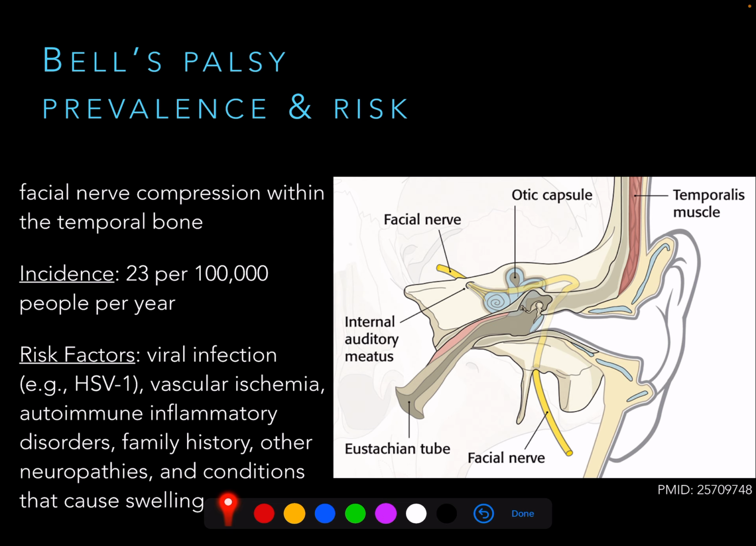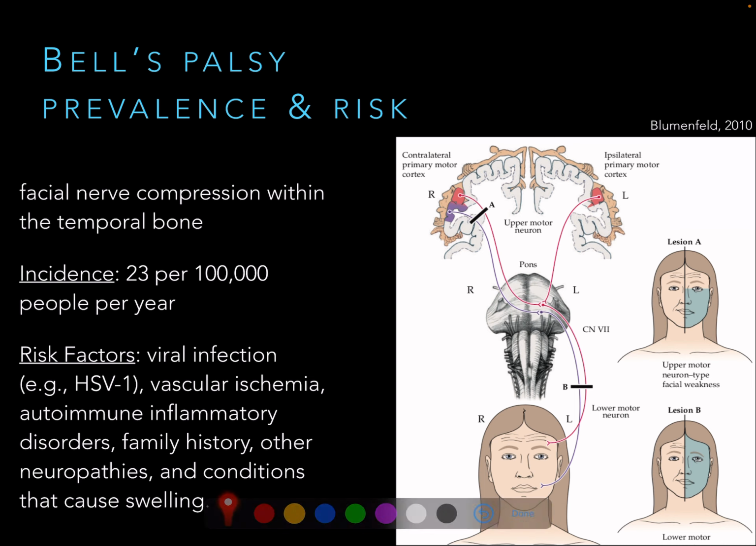When we compress the facial nerve, this leads to facial weakness. As opposed to in trigeminal neuralgia, when we compress the trigeminal nerve, that leads mostly to pain in the face because of ephaptic transmission. With Bell's palsy, because this is a motor nerve, we get weakness of the face.